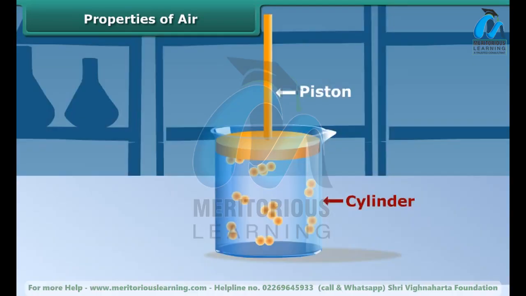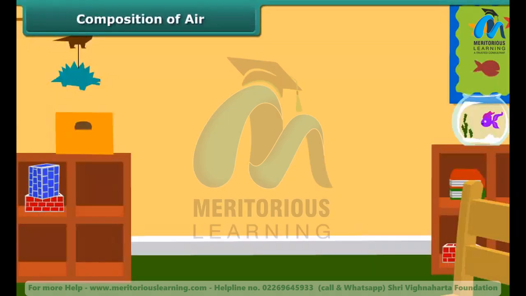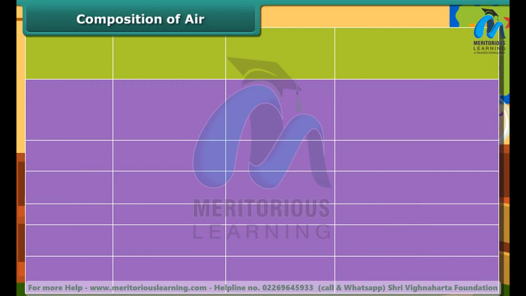Take a cylinder fitted with piston. Press the piston inward. You can compress the air inside the cylinder, so air can be compressed. Tick the incorrect statement. What is air made up of?